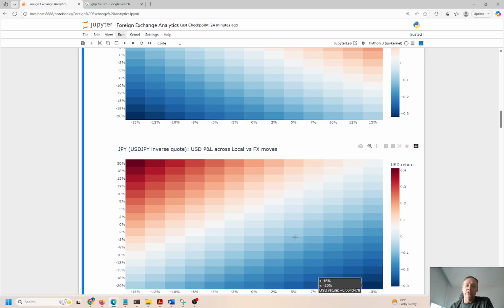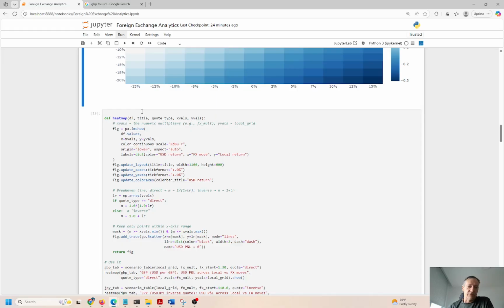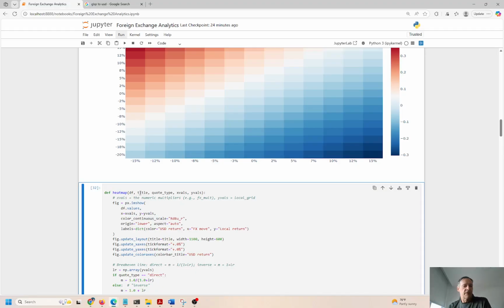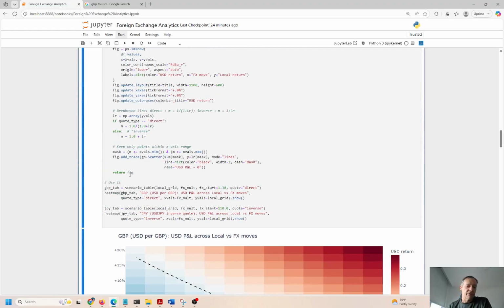Southeast part of the chart would be the worst place to be, okay? So I created another little heat map over here, Control Enter to run. Same concept, just slightly different view over here. This shows us GBP per US dollar, direct quote, okay?